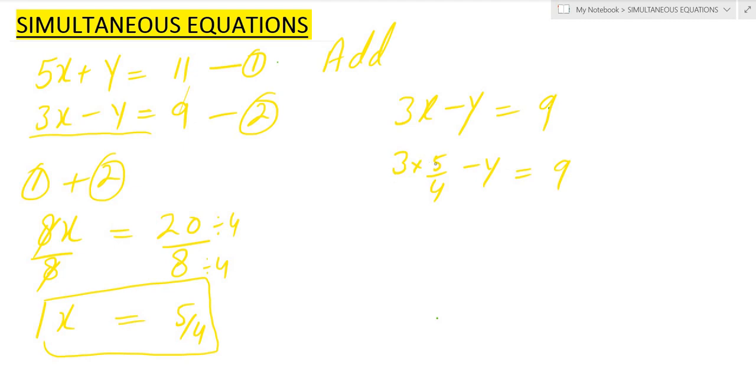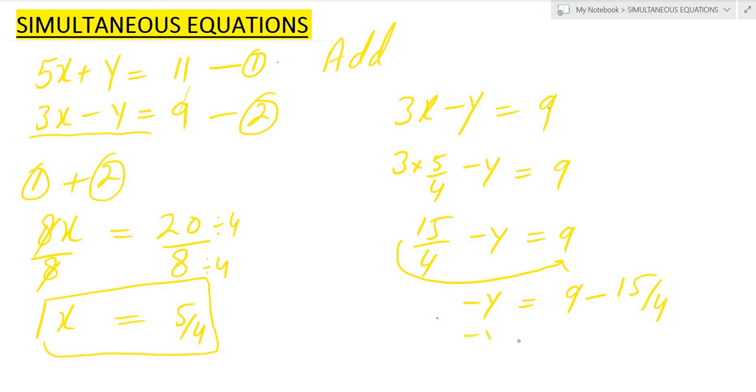Now I'm going to solve this one. 5 times 3 is going to be 15 over 4 minus y is equal to 9. So I need to take away 15 over 4 from both sides. So this is a plus on the other side, then this becomes minus. So this is going to be minus y is equal to 9 minus 15 over 4.